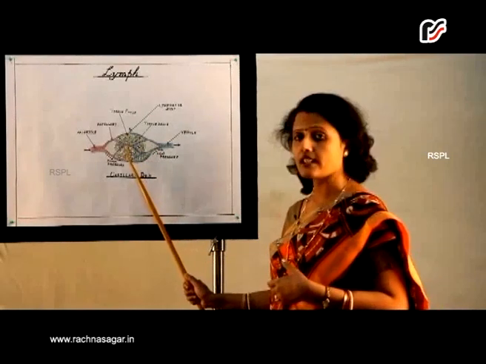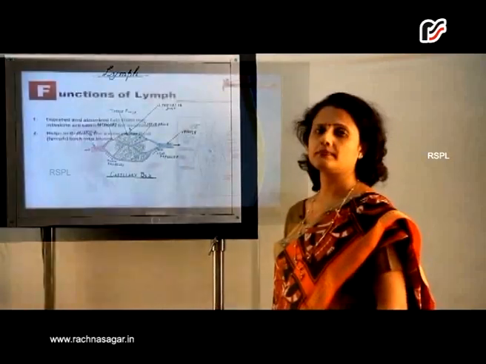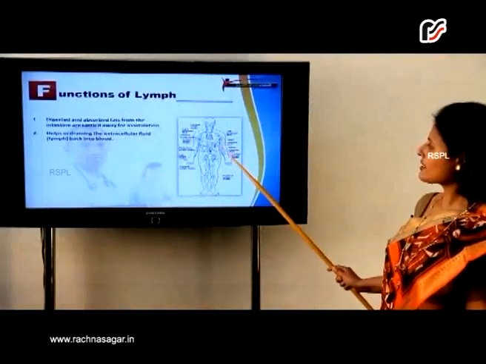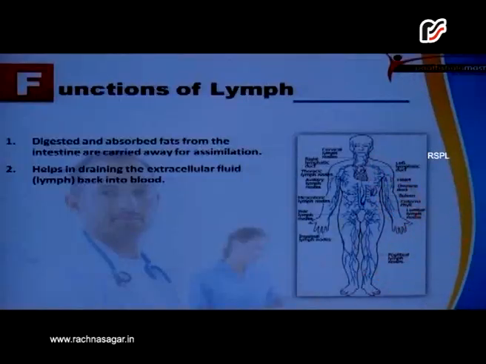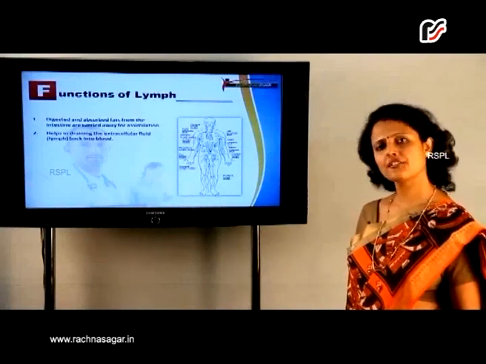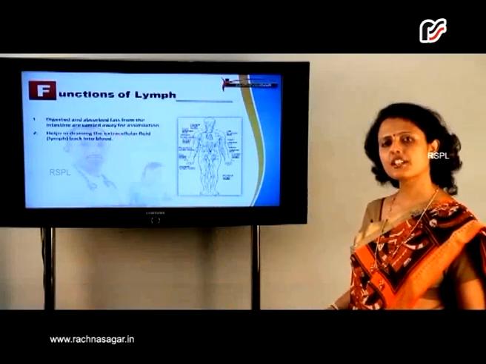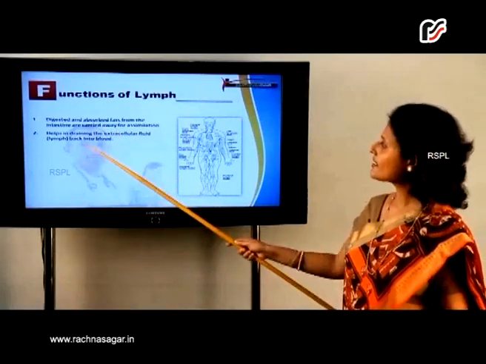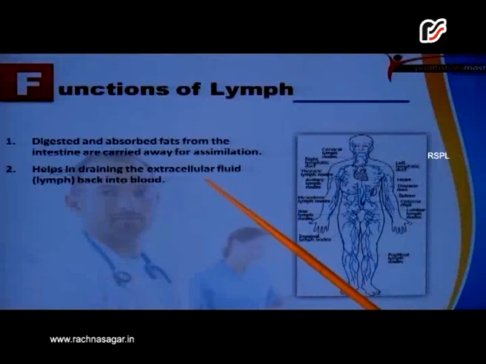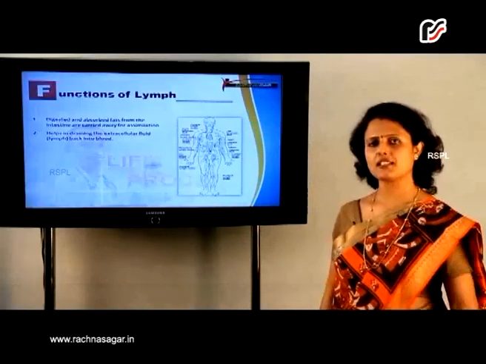So this was a study about what is lymph and how it is formed. Here we have a picture which shows the entire lymphatic system of your body. Now let's focus on the functions of lymph. The first function: it helps digested and absorbed fats from the intestine to be carried away for assimilation. Next, it helps in draining the extracellular fluid or lymph back into the blood.